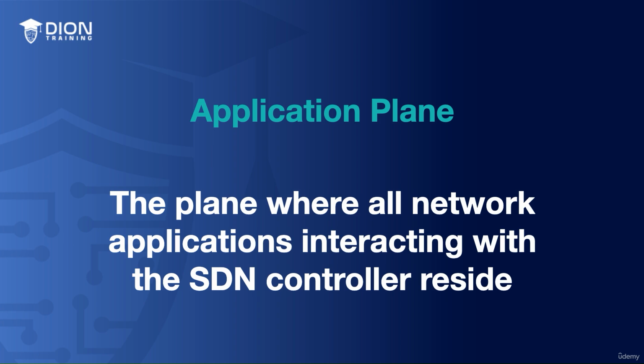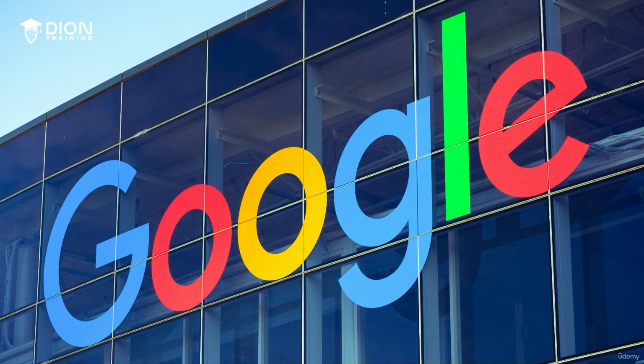Finally, the application plane. The application plane is where all network applications that interact with the SDN controller reside. These applications instruct the controller on what to do, and in turn, the controller manipulates the network according to these instructions.